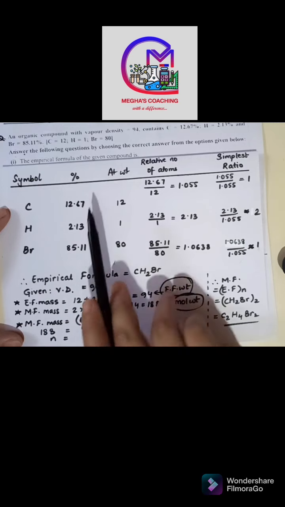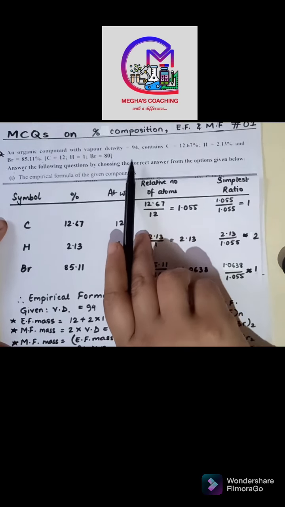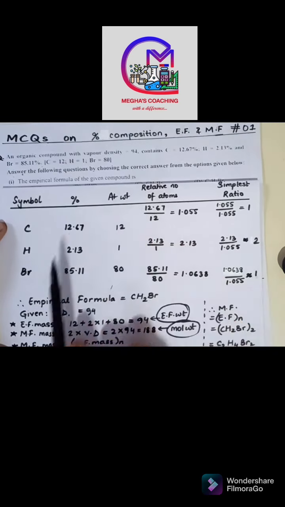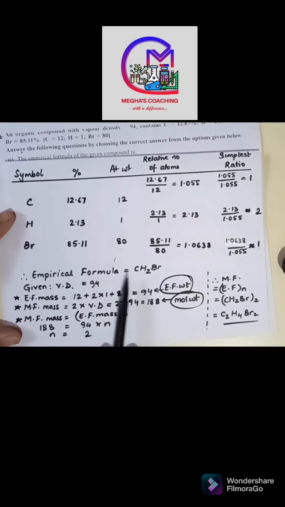Vapor density is given in the question, 94. Vapor density was given in the question, so we can find the empirical formula mass. Once we have the empirical formula, carbon is 12, hydrogen is 1. So there are 2 atoms, so 2 into 1, and bromine is 80. 12 plus 2 into 1 plus 80 will give me 94, which is the empirical formula weight.